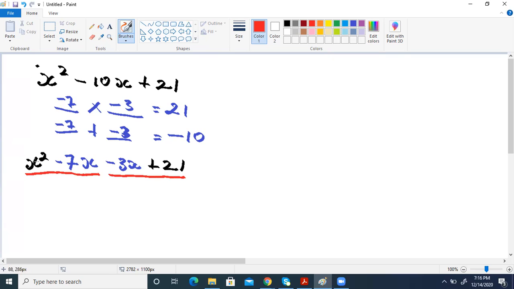So in this instance, what would be the highest common factor for the first pair? For x. So x into x squared gives you x, and x into minus 7x gives you minus 7. And then for the second bracket, what's the highest common factor? Plus 3? Are you sure you want to use plus 3?